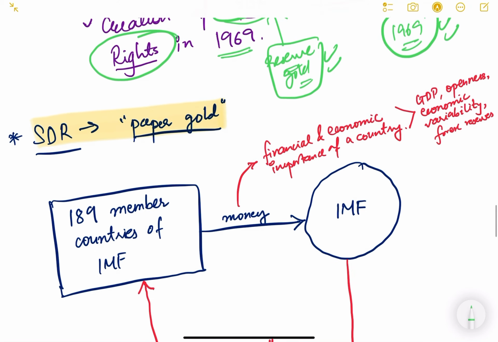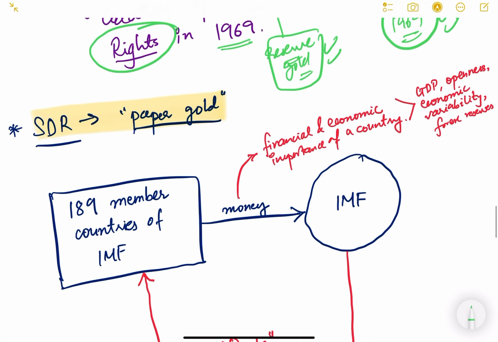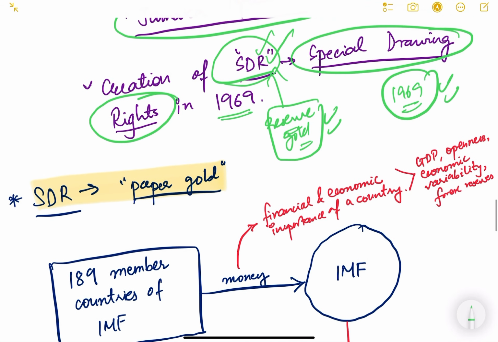Okay, now what is SDR we'll see, and how it replaced gold. See, previously in the gold standard, you remember the countries had to keep some international reserve in the form of gold. Then in the gold exchange standard, the countries had to keep either the US dollar or the UK pound. Then in the Bretton Woods system, the countries could keep the US dollar as their reserves, and they could exchange those US dollars for gold at any time.